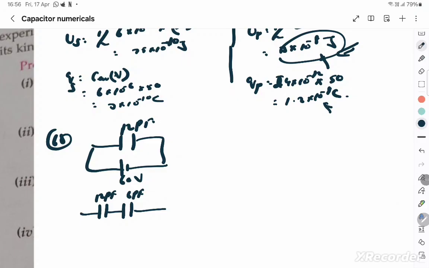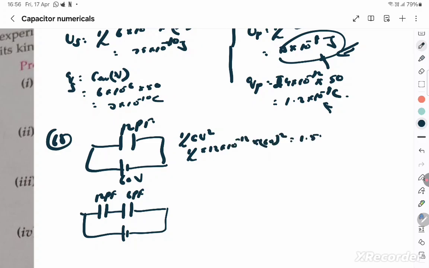It's going to be connected in series with it, with the same battery, so the same 60 volts connection. Find the charge stored and the potential difference across each capacitor. How much is the electrostatic energy in the previous one? You just have to do half CV square, which is half into 12 into 10 to the power minus 12 into 60 the whole square, whose value is 1.5 into 10 to the power minus 8 joules.